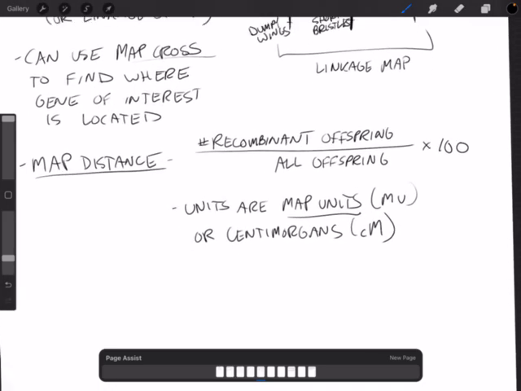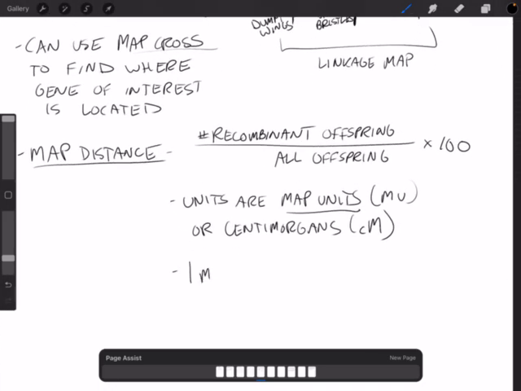Effectively, one map unit, you can kind of solve this as basically a percentage, right? One map unit is a 1% recombination frequency, meaning there's a 1% chance of having a recombination event between those two genes. If those genes are further apart, let's say they're 20 centimorgans apart, that means there's a 20% chance that there's a recombination event between those two genes. And the further away you get, the higher that percentage likelihood ultimately gets.